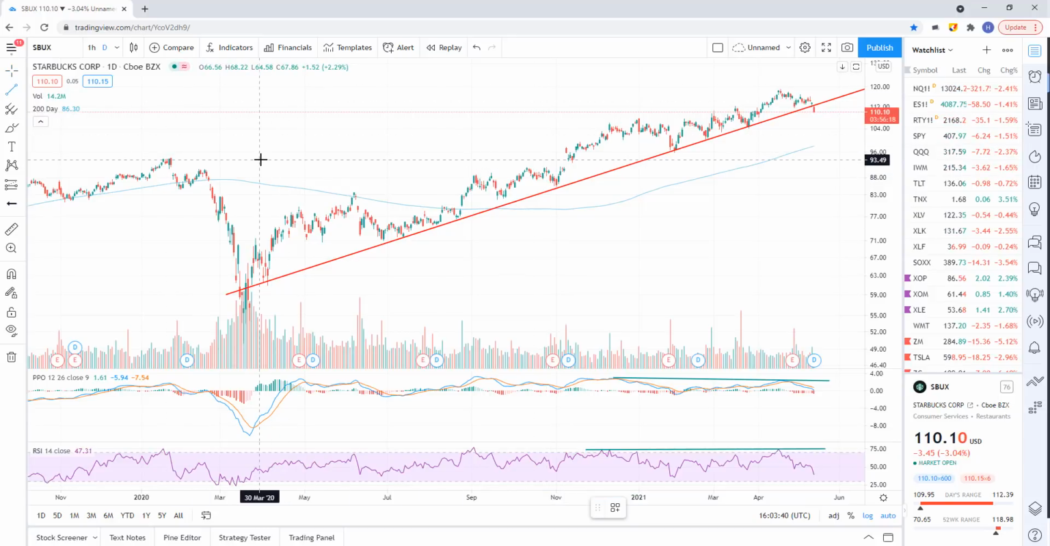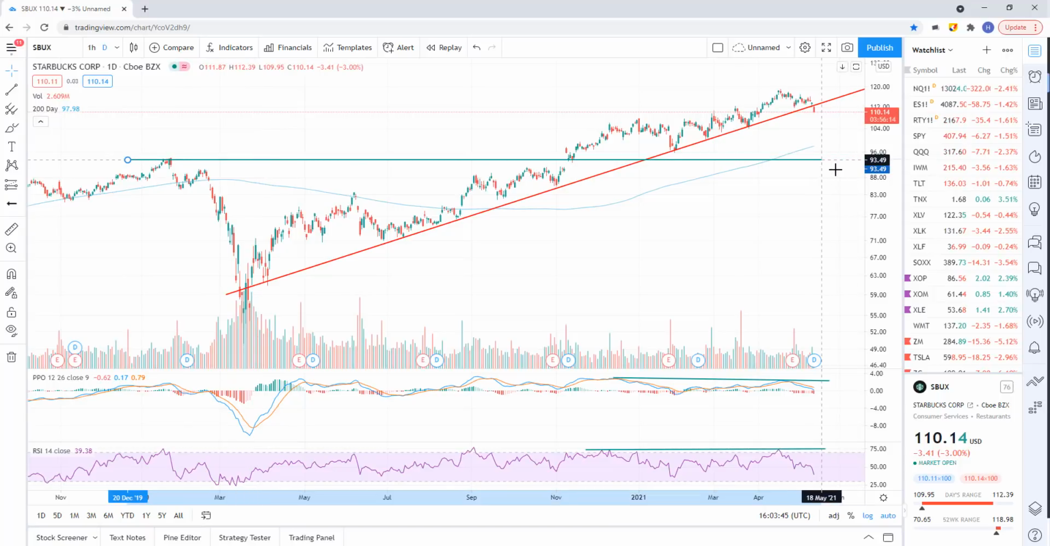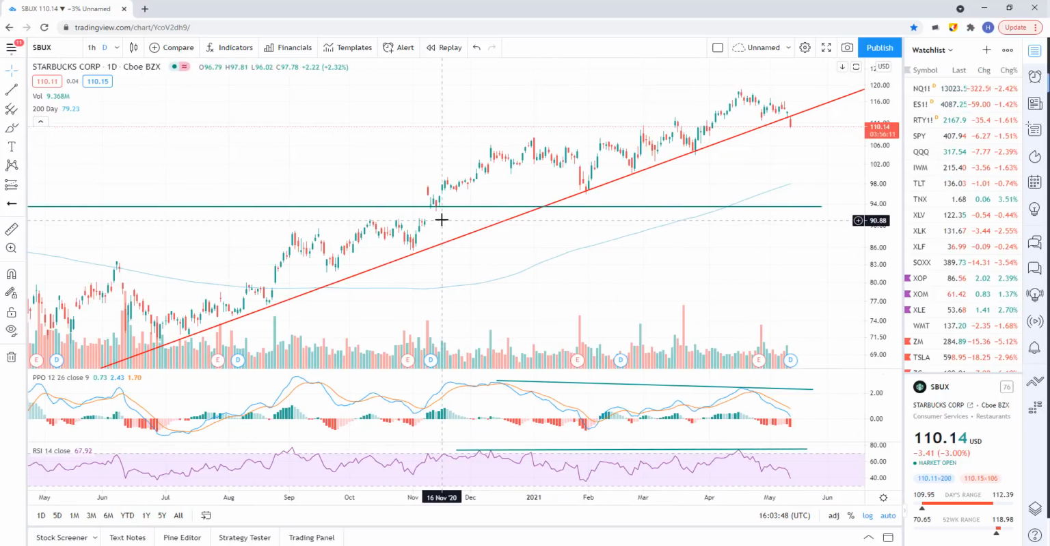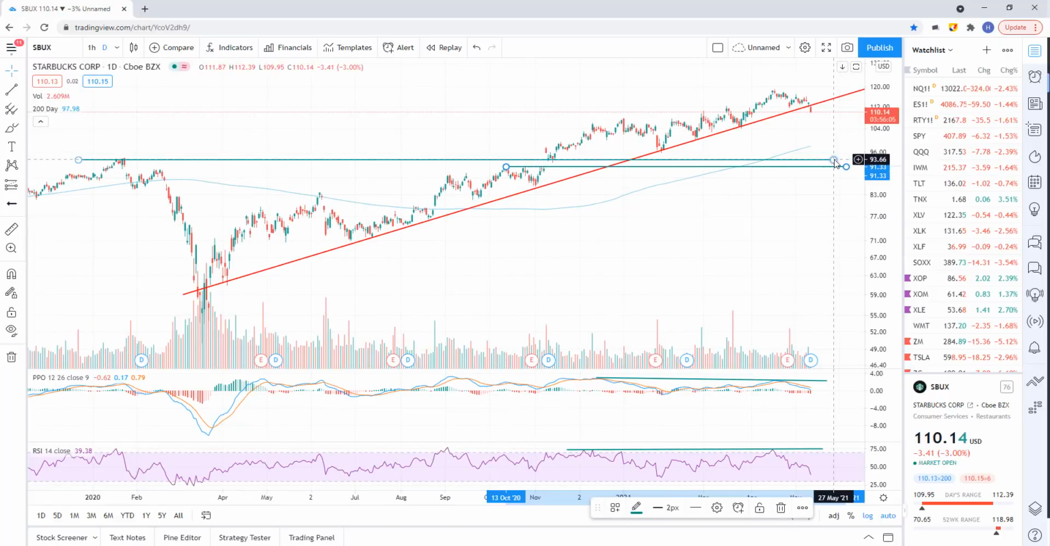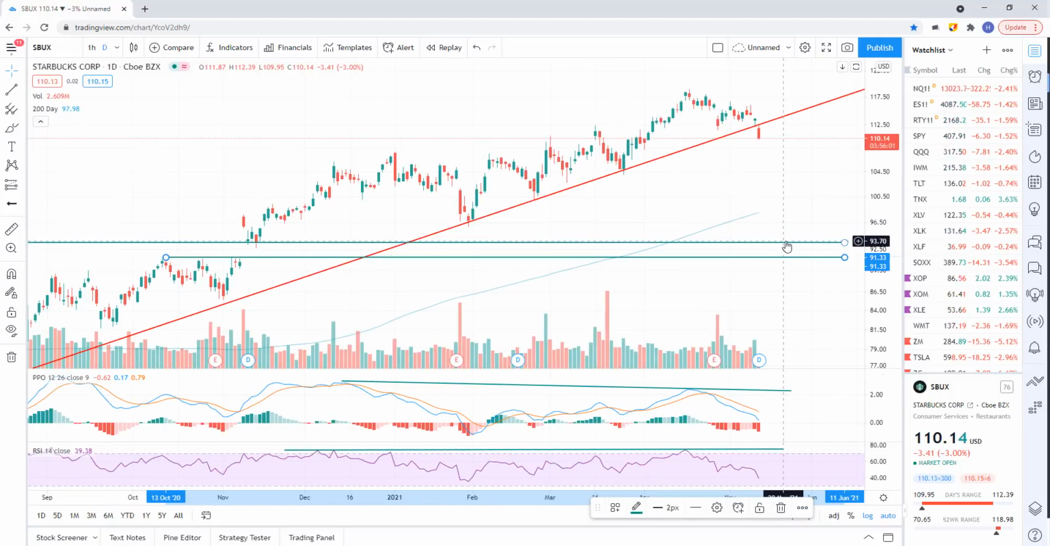I see some support right about, let me just mark that out. Yep, right about there. You've got a gap right here. I think if we're going to sell off, we're likely going to run down and fill that gap. But there's your level, there's your zone of support. And that's right around 93.70 all the way down to potentially 91.40. Kind of a zone of support.